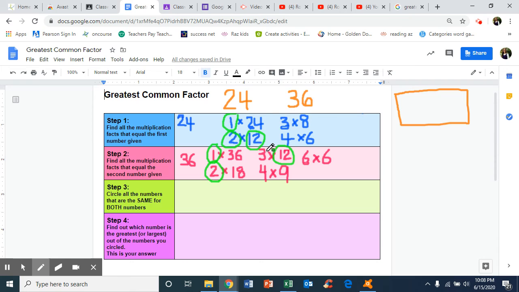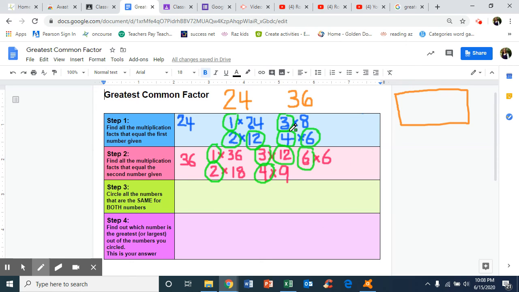3, there is a 3 down here, and there is a 3 up here. The number 8 is not down here, so we don't circle it. 18 doesn't count. The number 4 is down here, so it gets circled. And the number 6 is on both, so we would circle it. You only need to circle the 6 once. So now we have all the numbers that are the same.